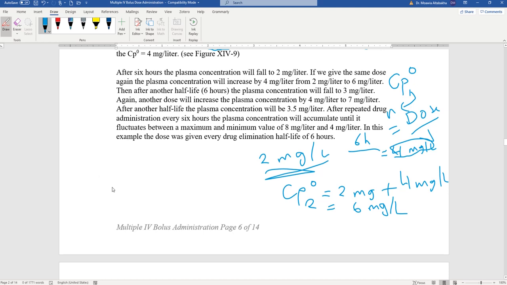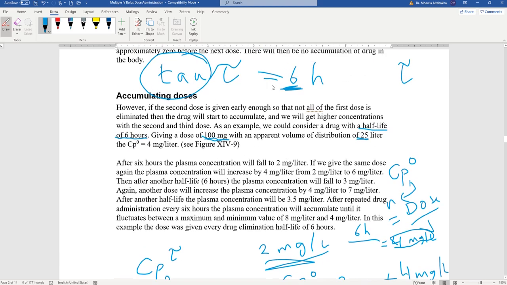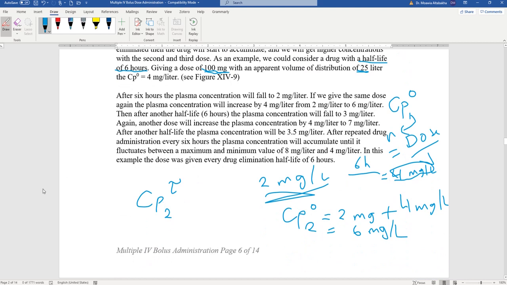Then we come to CP, pay attention to what I'm going to write here. CP2 tau. What does it mean? It means after the second dose and the passing of the time interval, which in this case we said is 6 hours, what will happen to the concentration? It will be half of CP20, so half of 6 milligram, we will have 3 milligram per liter.